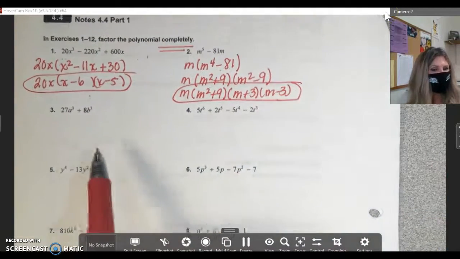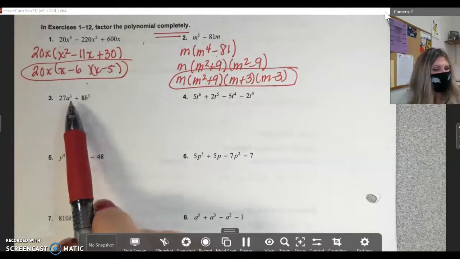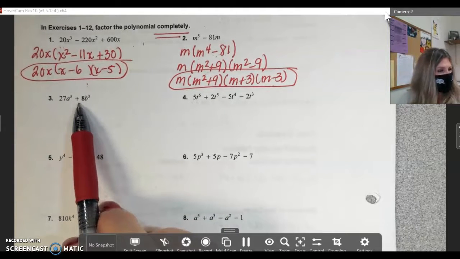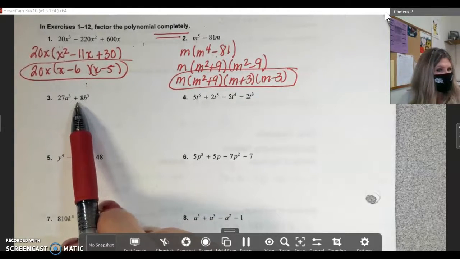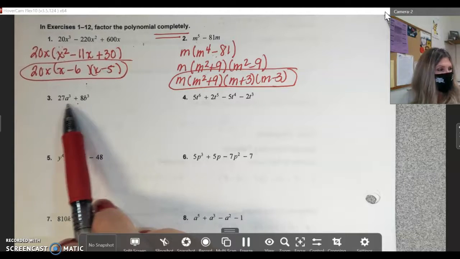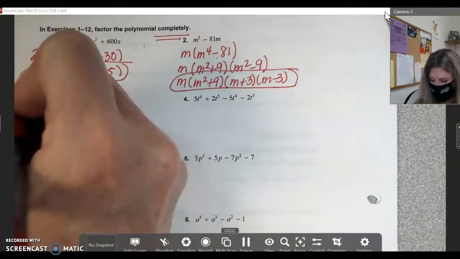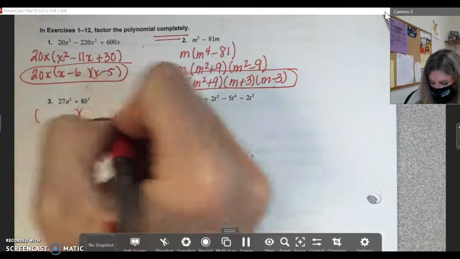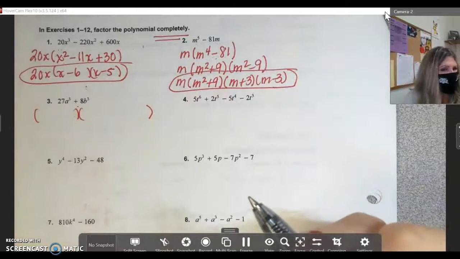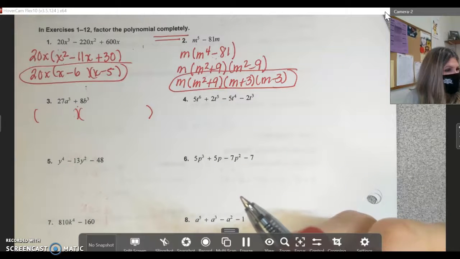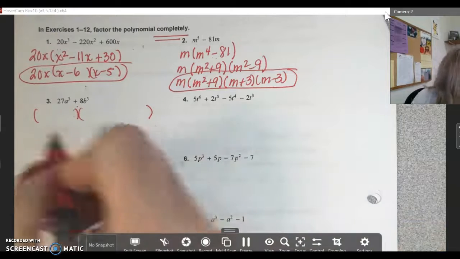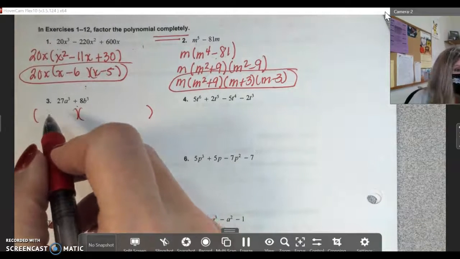All right. Look at number 3. Which type is this? Sum of two cubes, right? Without looking back, can anybody do it? Give it a shot. What do you think? Raise your hand if you think you can do it.